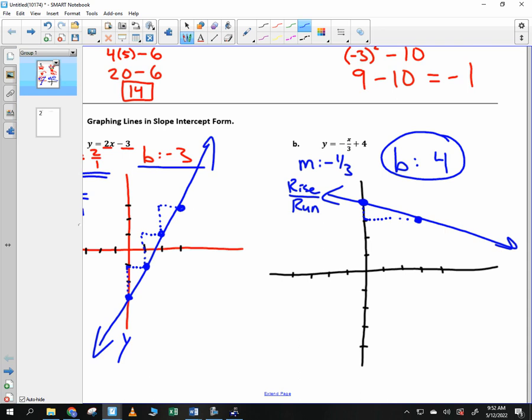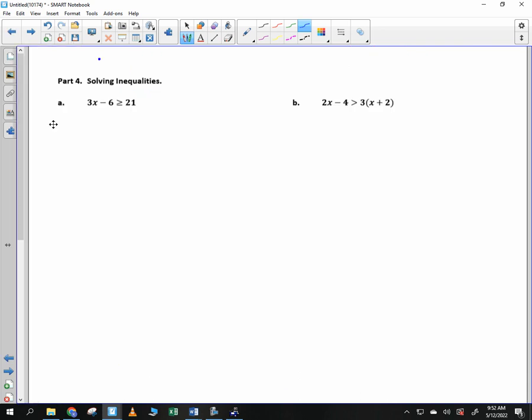The last task that we want to be able to accomplish is solving inequalities. And it's very similar to what we did with solving equations. We're going to add 6 to both sides. And we get 3x is greater than or equal to 27. Then we divide by 3. We get x is greater than or equal to 9.